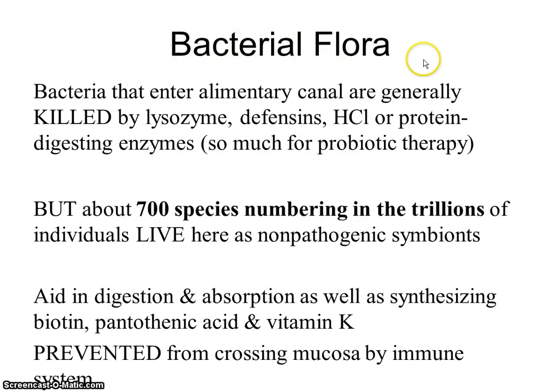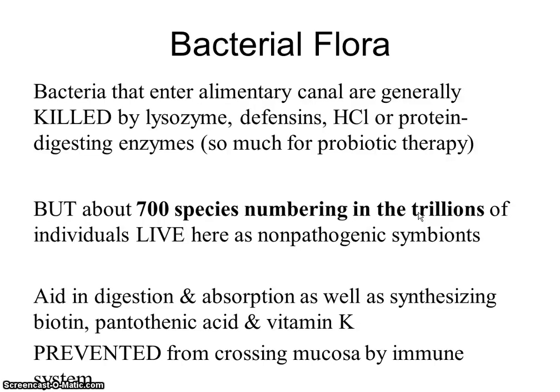The bacterial flora that you find in the large intestines and colon are extremely important to our lives. Bacteria that enter from our food are generally killed by all these defensive properties we have throughout the tract. But there are about 700 different species, numbering in the hundreds of trillions of cells that live here as non-disease-forming symbionts. So they coexist with us. We have an intimate relationship with them. We actually would call it a mutualist.